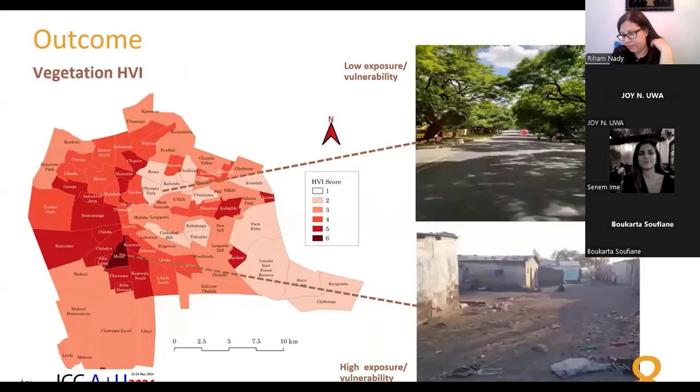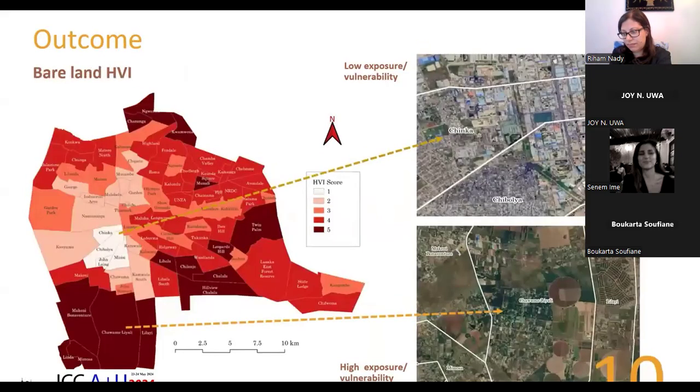These images further highlight the contrast between the characteristics of the affluent neighborhoods shown in this image above compared to informal settlements shown in this image below. When you look at bare land as an indicator, we see that areas with low proportions of exposed bare land, due to high vegetation but mostly due to very high impervious surface cover, such as this area highlighted here, which is the central business district of the city, generally have low exposure.